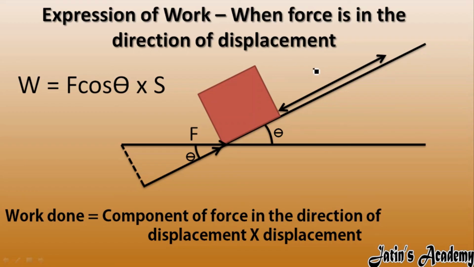So in these two ways you can derive a formula when force and displacement occur at some angle. The good thing is that the formula is the same. In the previous case we got Fs cos theta, in this case we got F cos theta S. So magnitude wise they are the same and direction wise also the same. So here you get a formula. This expression of work done is very important.